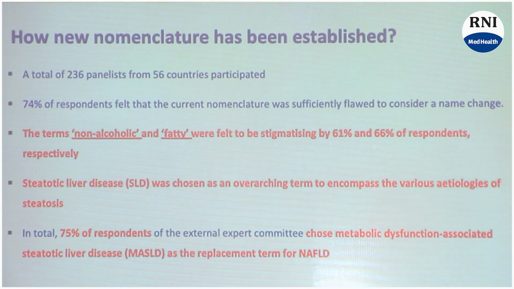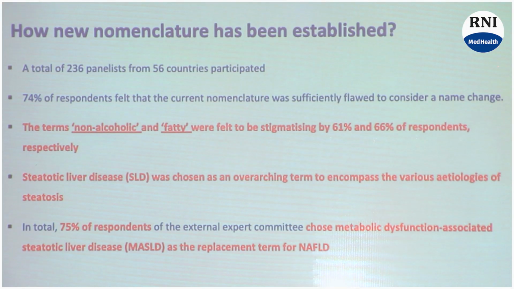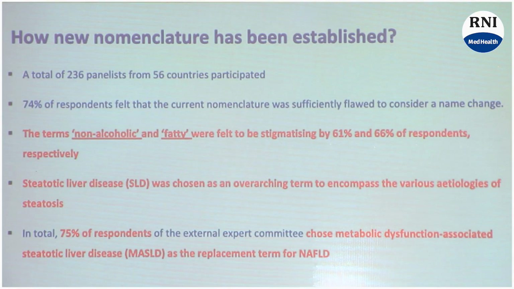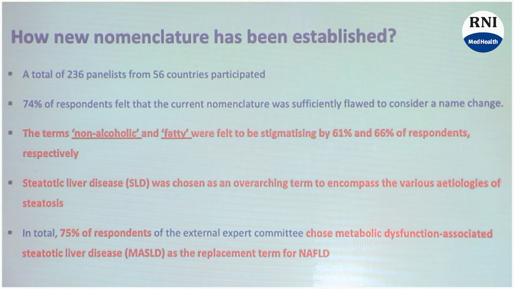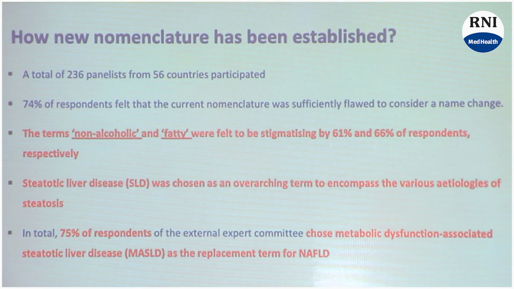So how has this new nomenclature been established? A total of 236 panelists from 56 countries sat together. 74% of them felt that the current nomenclature is not sufficiently worthy of its name. The terms non-alcoholic and fatty were felt to be stigmatizing by 61% and 66% of the respondents. Steatotic liver disease, or what we call fatty liver disease, was chosen as an overarching term to encompass the various etiologies of steatosis, so it does not serve the purpose for the specific metabolic associated liver disease. Overall, 75% of the respondents of that external expert committee chose metabolic dysfunction associated steatotic liver disease, in short MASLD, as the replacement term for NAFLD.